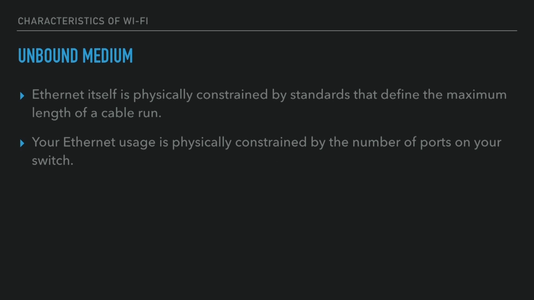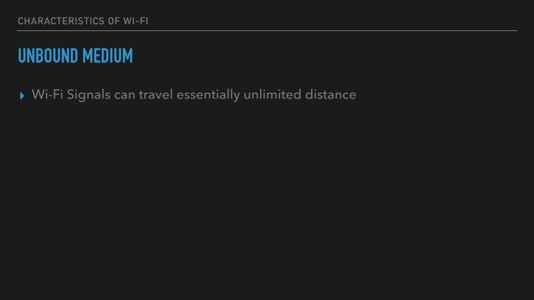The other piece of the unbound medium that's important is that whereas Ethernet itself is physically constrained by standards, such as the length of the cable, and constrained by the number of available network ports you have on your switch, Wi-Fi signals can essentially travel unlimited distance, and you can essentially tack an unlimited number of clients onto a Wi-Fi access point. And so when I said that increasing numbers of clients share the same available bandwidth, the more clients you add, the less available bandwidth there is per client, and the more the load goes up.